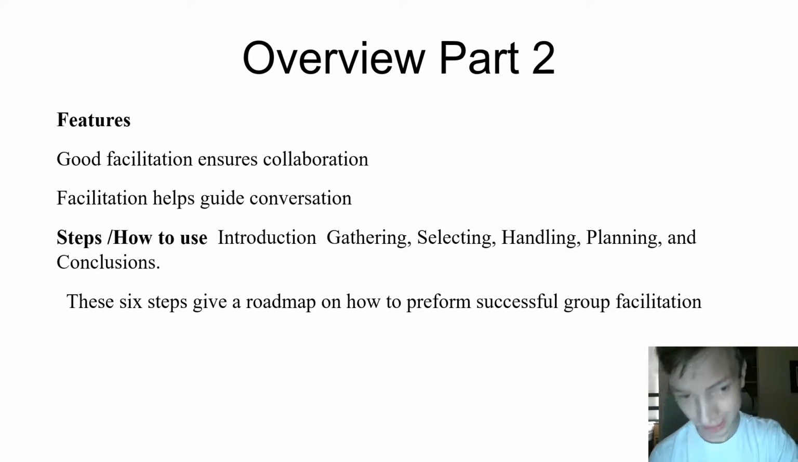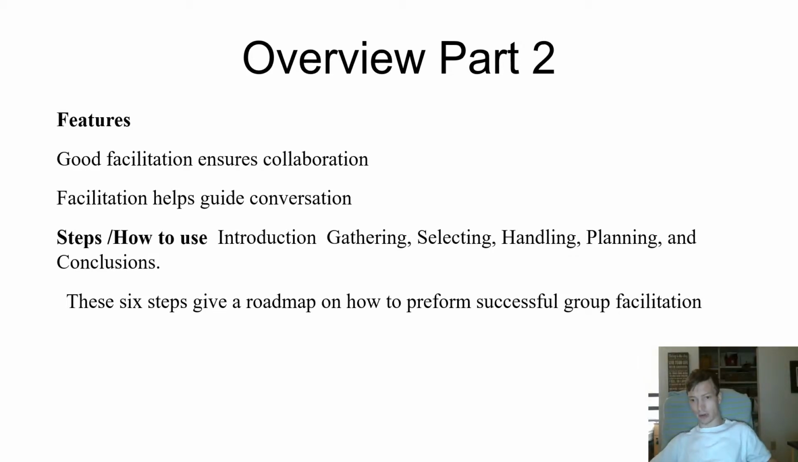Then we look at selecting. In this stage, we select the topics based on importance. So, we decide which topics need to be handled first, second, third, etc. And we discuss the topics in that order. Now, this can become tricky if a group member really wants a topic to be covered first. This is where the facilitator comes in so that a good consensus can be reached.